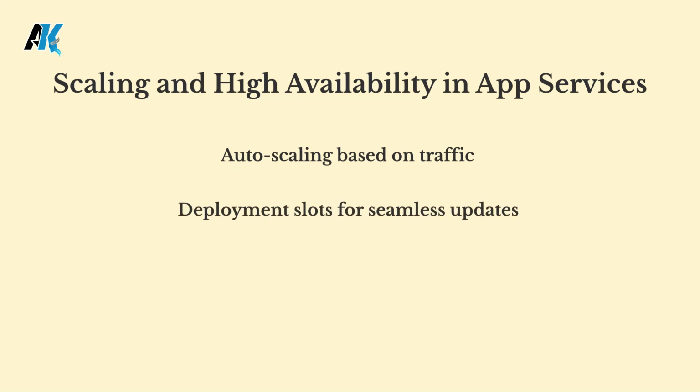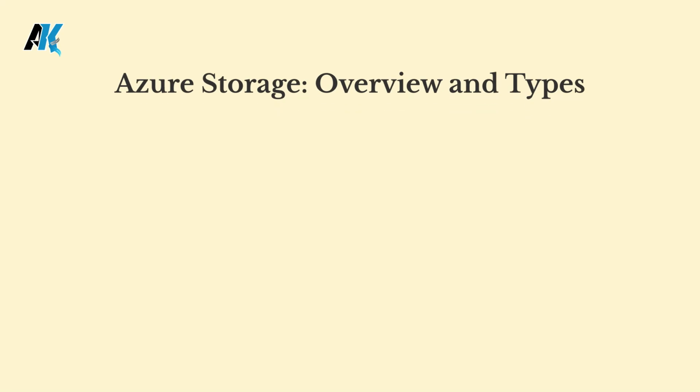Deployment slots allow you to update your applications without downtime. New updates can be tested in a staging slot and then seamlessly swapped into production. By deploying your app across multiple regions, you can achieve high availability and ensure that users experience minimal downtime even during regional outages. Azure Storage offers a suite of storage solutions including blob, file, queue, and table storage, each designed to meet different data needs.